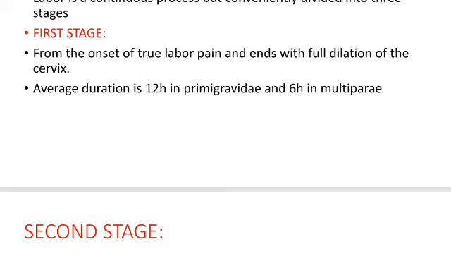The first stage of labor starts with the onset of true labor pain and ends with the full dilatation of the cervix. In other words, it is the cervical stage of labor. The average duration is 12 hours in prima gravida and 6 hours in multipara.